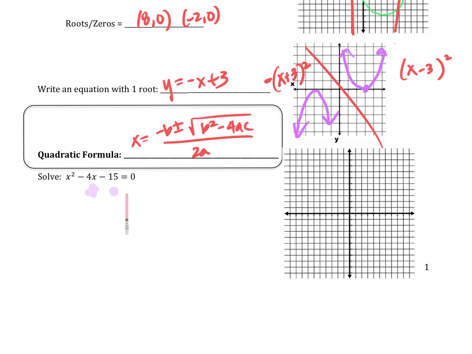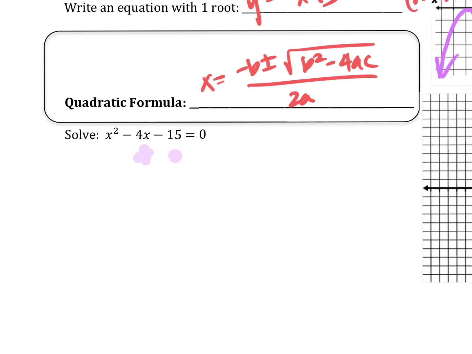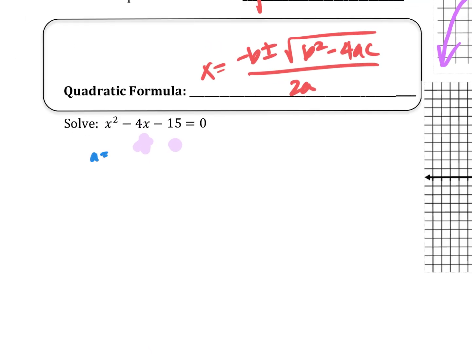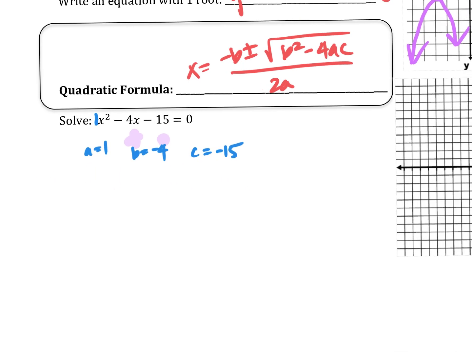So we would have written prime if we couldn't factor this by hand, but now we can use that quadratic formula. So I think it's kind of helpful to remind yourself, like, what is my A, what is my B, what is my C? A is always the coefficient in front of the x squared. B is always the coefficient in front of the x, and C is the number by itself. So I like to say A is 1, B is negative 4, C is negative 15, and just have that staring me in the face.